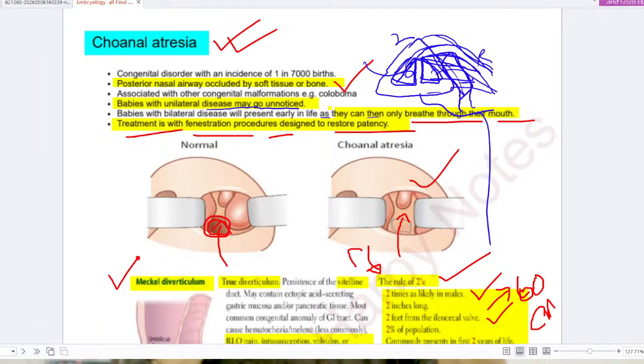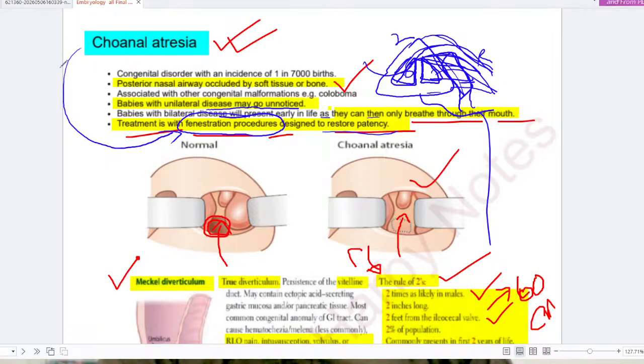When the nose is blocked and they continue breathing with the mouth, it is also that type of treatment with the fenestration process designed to restore patency. So fenestration procedure, this is the exam question. Choanal atresia treatment, fenestration procedure. Actually, they make a communication, so it is easy, right? So what part do we need to remember?